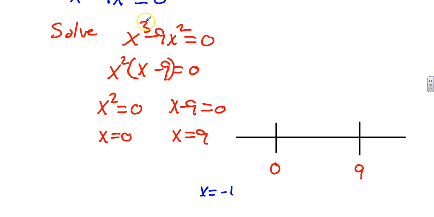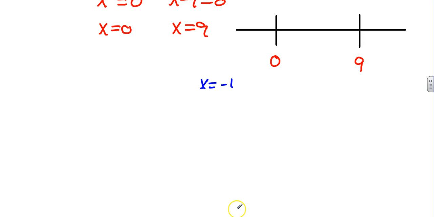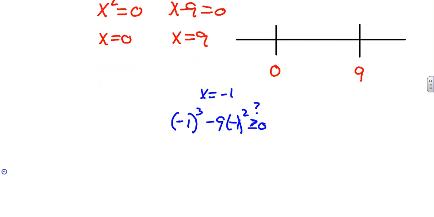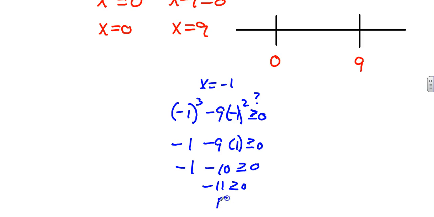And again, I'm going to go back to this inequality where it's greater than or equal to 0. That way we're compared to 0, so it's a little easier to plug in there. So we've got x to the third, which is negative 1 to the third, minus 9 times negative 1 squared. Is that greater than or equal to 0? So that's negative 1 cubed, that's negative 1. Negative 9 times 1. So that's negative 1 minus 10 greater than or equal to 0. That's negative 11 greater than 0. That is definitely not true, so that's false.